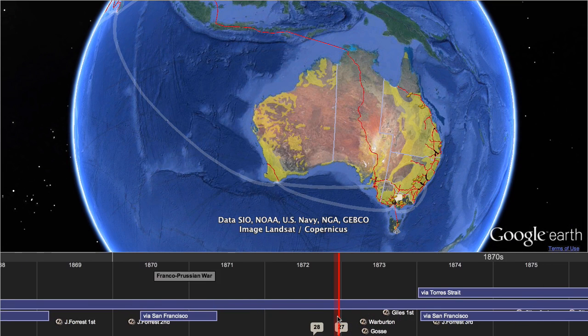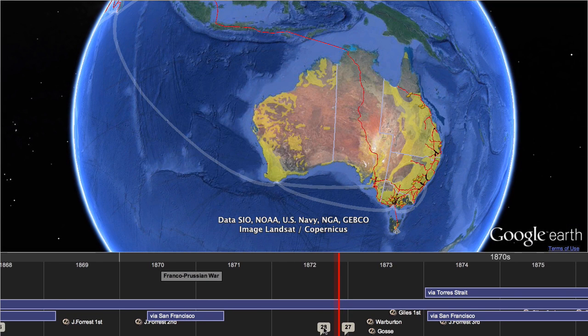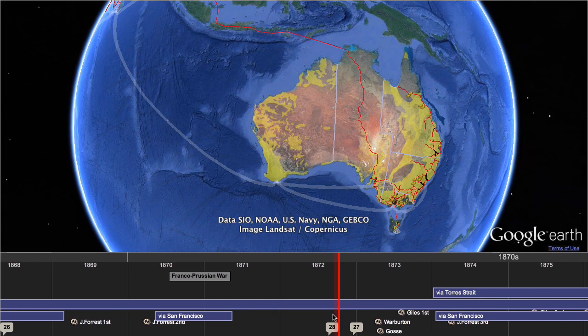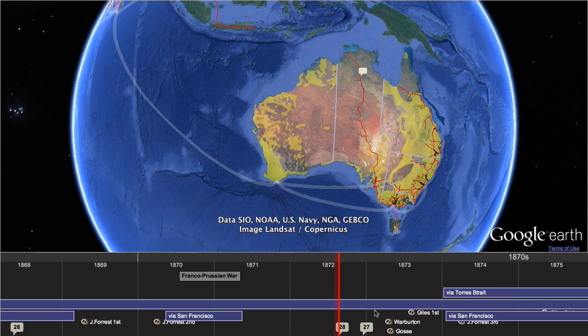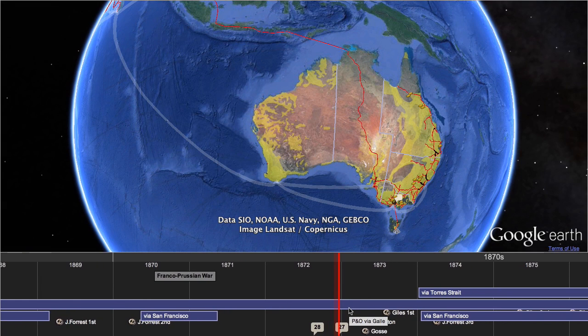However, sometimes that means that the order of the dates gets flipped around, so you can see now 28 actually comes a bit earlier than 27. 28 being building the telegraph, 27 being free, compulsory and secular education introduced in Victoria.